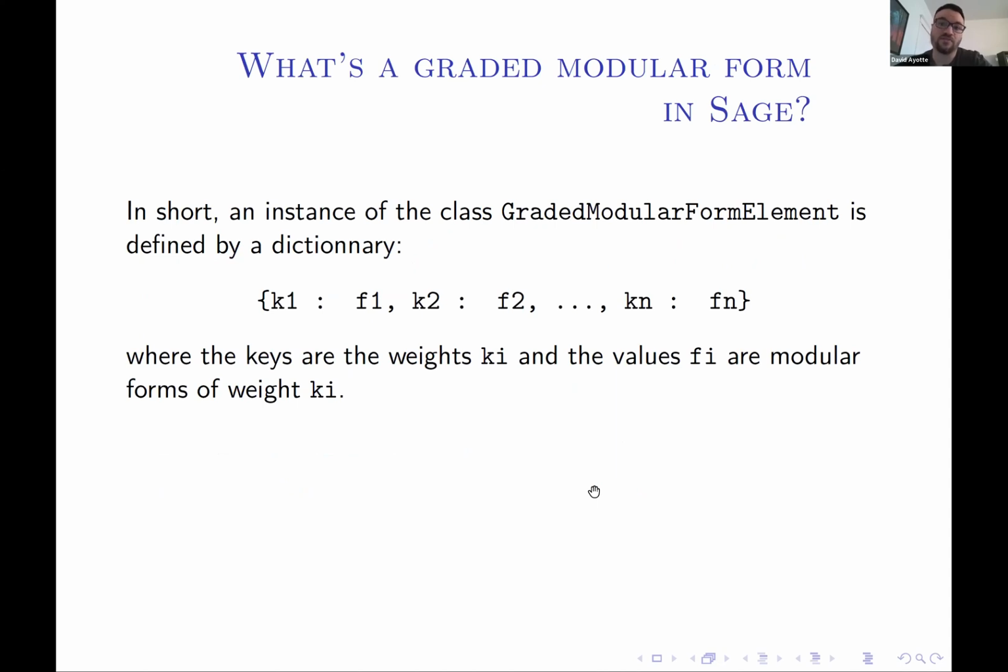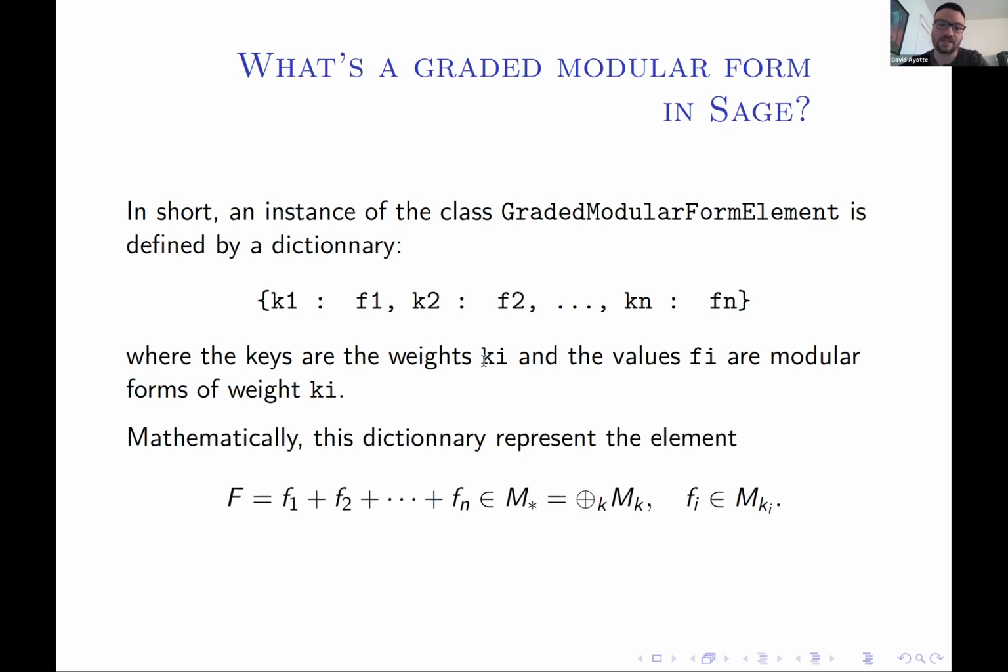So what's a graded modular form in Sage? In short, a graded modular form is simply represented by a dictionary like so, where the keys are the weights and the values are the modular forms. And so this dictionary represents this sum of modular forms.